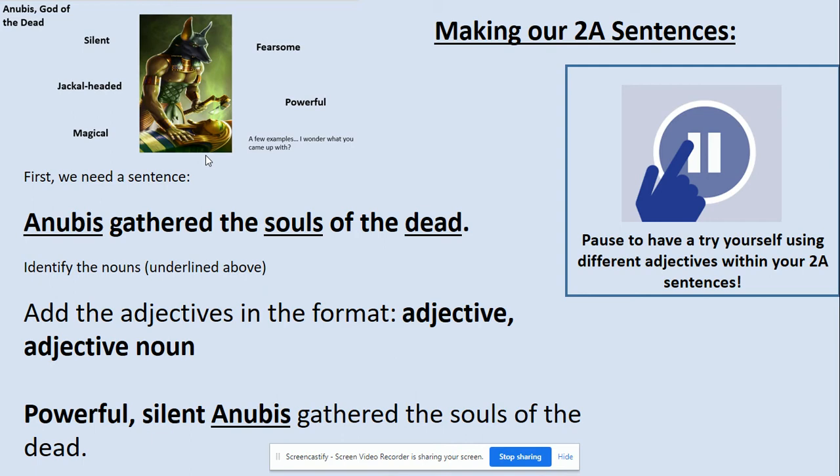Now to add adjectives, I'm going to follow adjective, comma, adjective, noun. So I've already decided to create an expanded noun phrase, a two-way sentence on Anubis. So powerful, comma, silent Anubis gathered the souls of the dead. Now the reason I didn't do the other two is it would become a very long, cumbersome sentence. But again, you can see I've got an expanded noun phrase there because powerful and silent describe the god Anubis. Pause now and see whether you can think of some of your own.